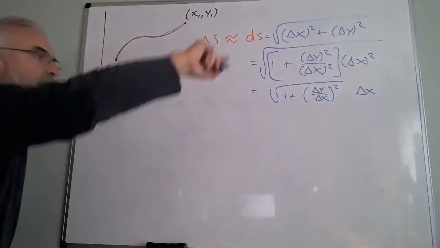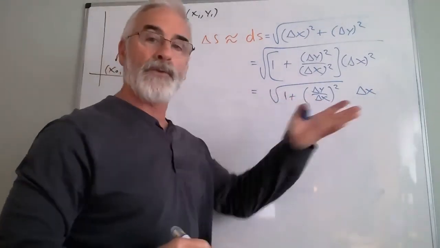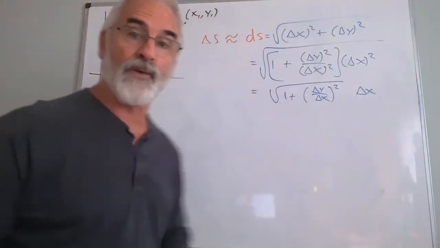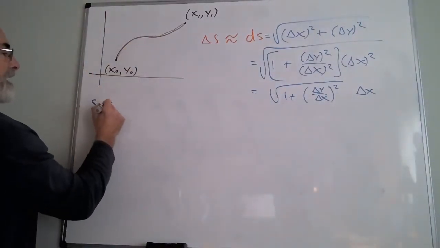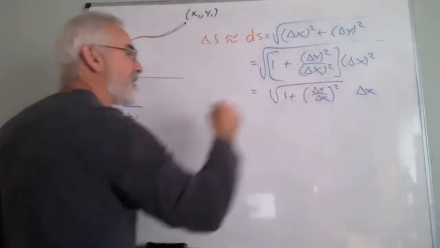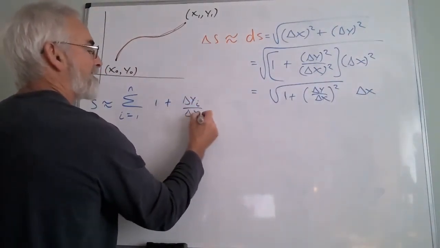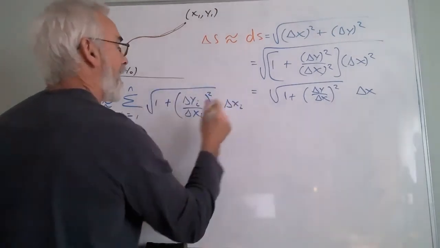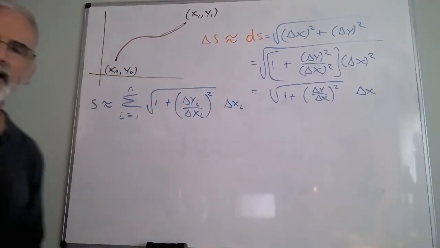So if I said, I'm going to add up all of these pieces. Now, the first one, we technically would have delta x1 and delta y1. Then the second one, delta x2 and delta y2, and so on. So what we did was we said, well, then my overall arc length, which is s, can be estimated by the sum from i equal 1 to n of all of these guys added up: 1 plus delta yi over delta xi quantity squared under the root, times delta xi, where x was ranging from x0 to x1.